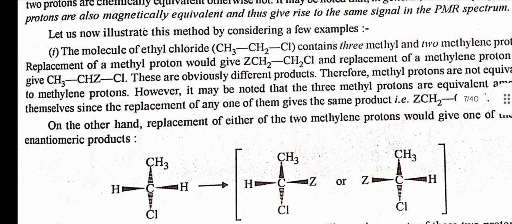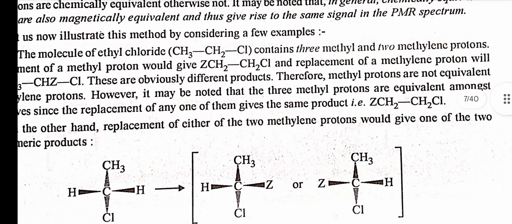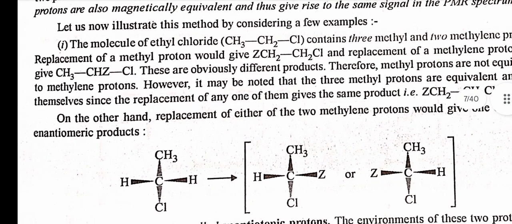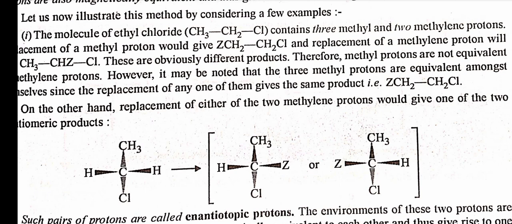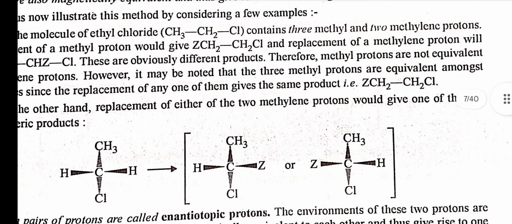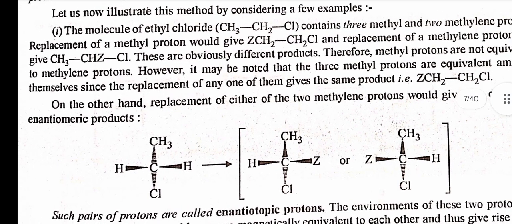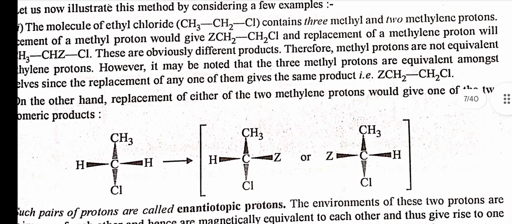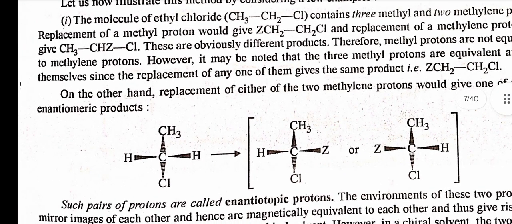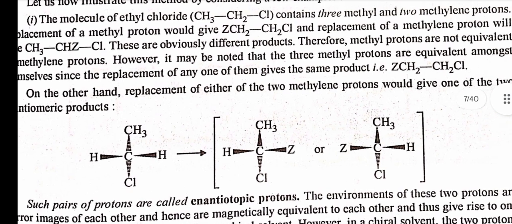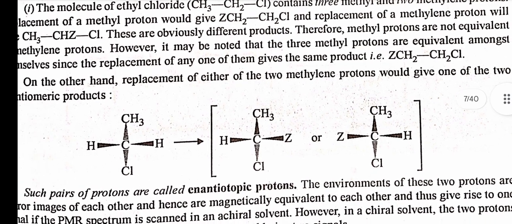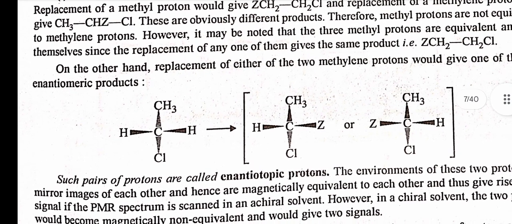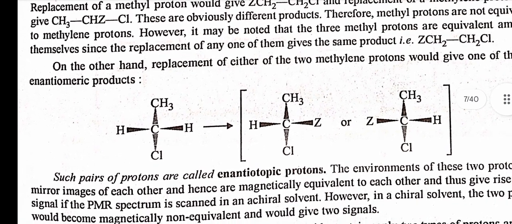The molecule of ethyl chloride contains 3 methyl and 2 methylene protons. A replacement of a methyl proton would give ZCH2CH2Cl, and replacement of a methylene proton will give CH3CHZCl. These are obviously different products, therefore methyl protons are not equivalent to methylene protons. However, it may be noted that the 3 methyl protons are equivalent amongst themselves since the replacement of any one of them gives the same product.